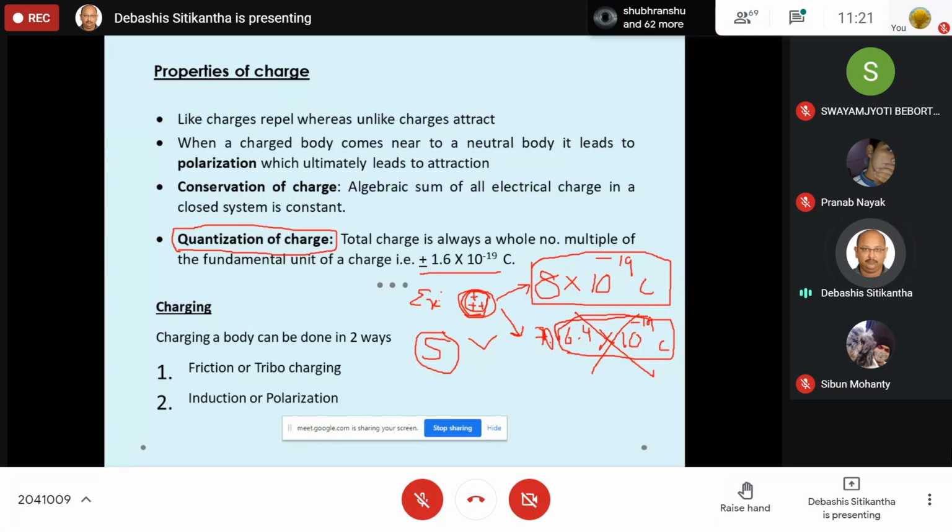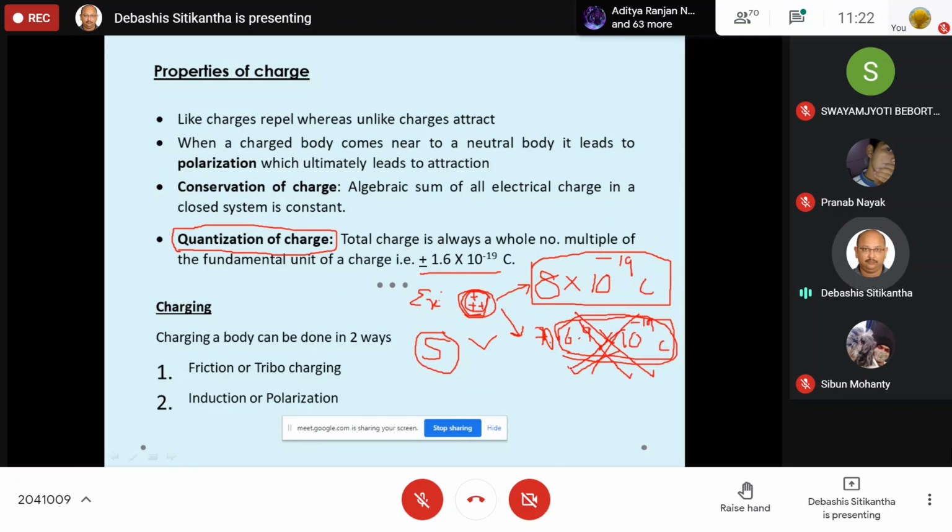Now in this case you can see that 6.4 into 10 to the minus 19, okay, sorry, this is also coming to be a whole number. So yes, I am sorry. Let us make it 6.9. I am sorry to anyone who said this is also somewhat correct. So suppose it is 6.9 into 10 to the minus 19. In this case, what is going to happen? This is obviously not a whole number multiple of 1.6 into 10 to the minus 19. That is the reason why I can say that this answer is not correct.